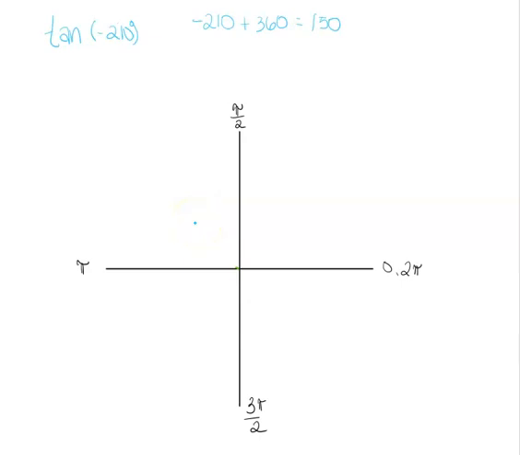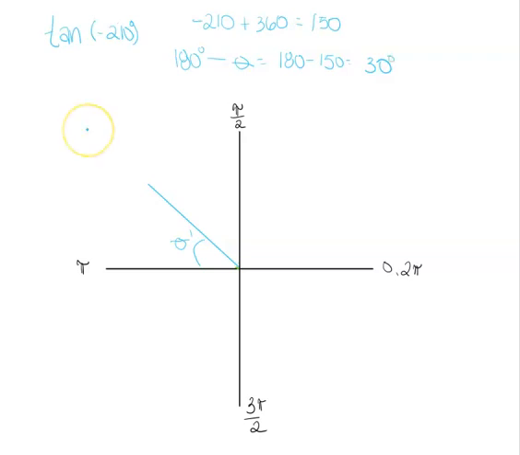And we know that 150 degrees lies in the second quadrant. So this will be my theta prime. And the way that we find a reference angle in the second quadrant is we take 180 degrees and we subtract theta from it. But we're not going to subtract a negative 210, we're going to subtract its coterminal angle of 150. So basically we're saying 180 minus 150, which gives us 30 degrees.